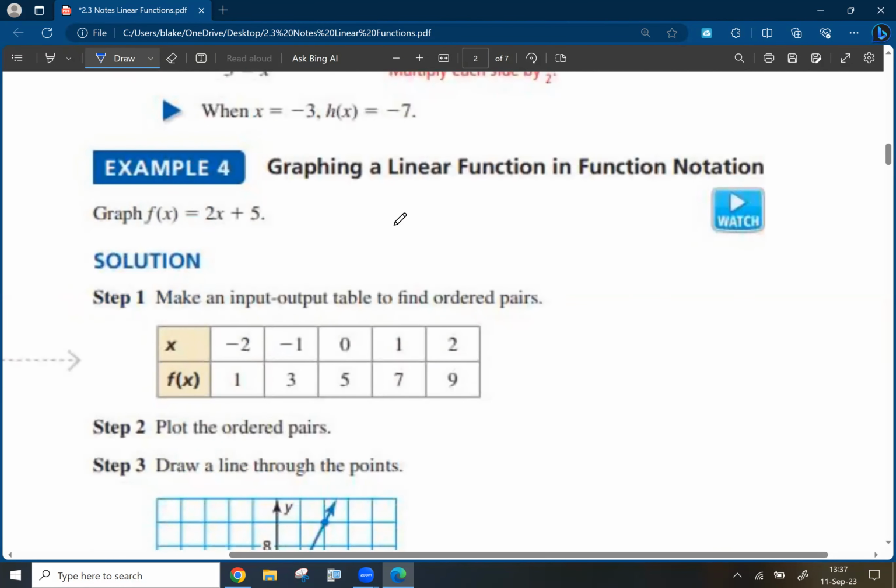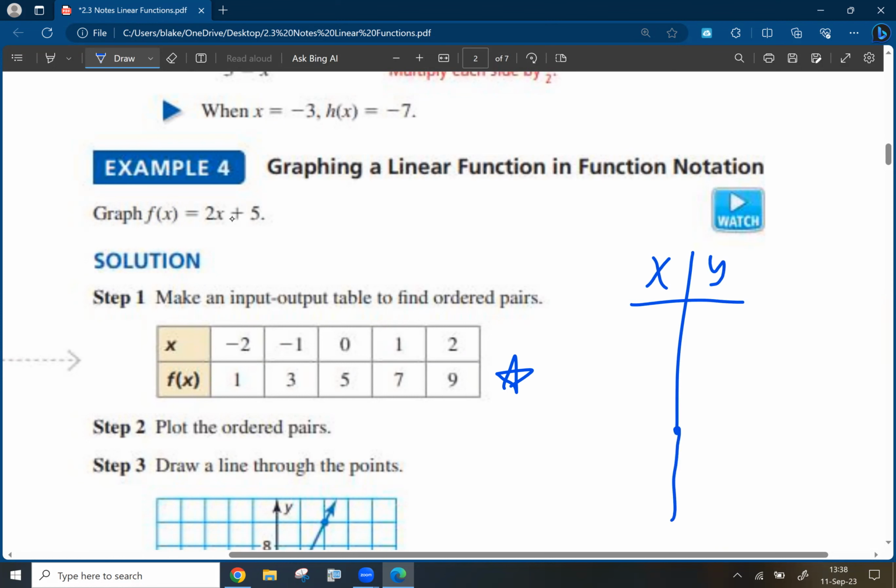All right, and then graphing a linear function. One thing you can do is just pick a set of points and plug them in. For example, you can see that they've already made a table for you, but on your own, what you would do is make your own table.